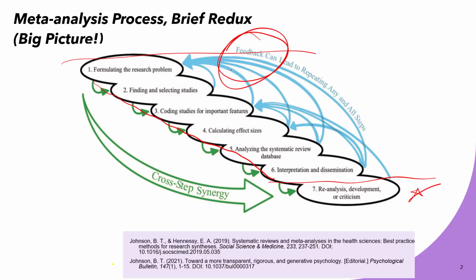Sometimes you learn in the process that you need to redo something. So you might have to go back to an earlier step and redo part of it. But at this point, you've done all of these steps. Let's assume that you've gotten all the way to step 5. You've got a database from your effect sizes and all the things that you've coded in the studies. You are ready to analyze.